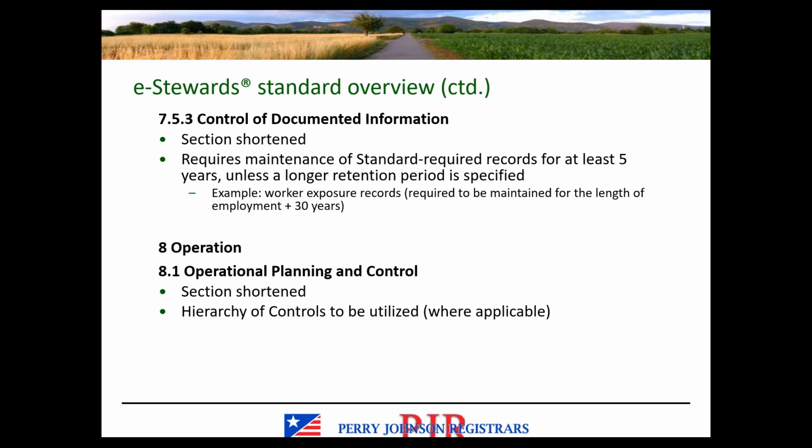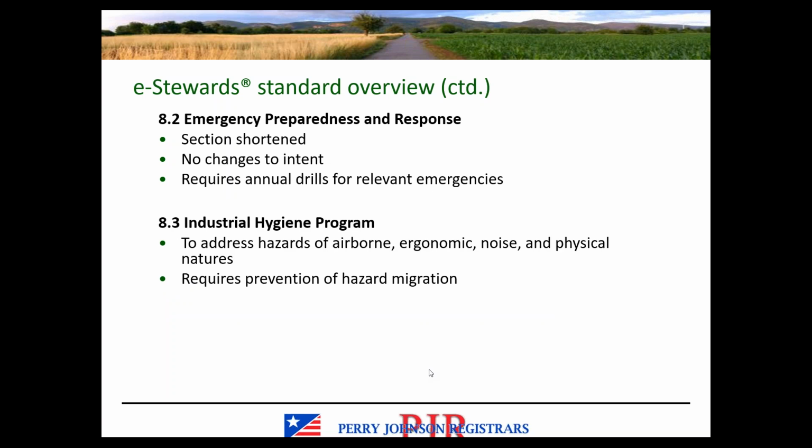8.1 operational planning and control is shortened. The hierarchy of controls is still to be utilized wherever applicable. No changes to the intent of emergency preparedness and response in 8.2. This section is also shorter. It does require annual drills for relevant emergencies or relevant types of emergencies.